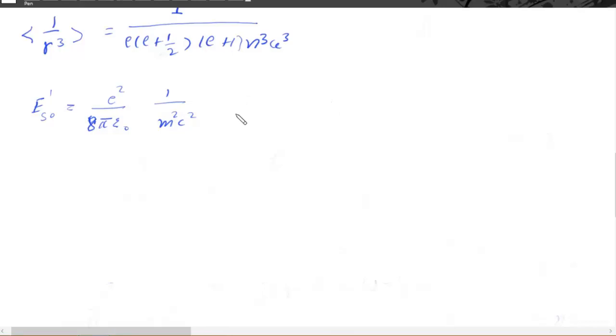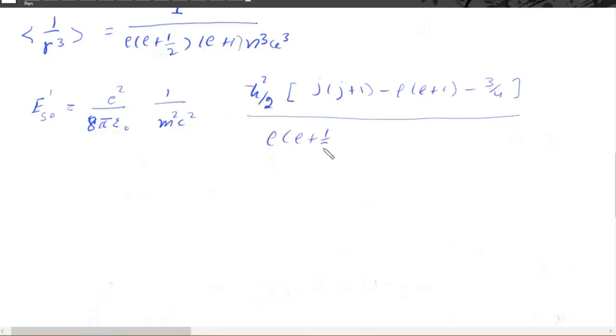Now we put the value of L dot S, which is h cut squared divided by 2 times j into j plus 1 minus l into l plus 1 minus 3 divided by 4, and divide by the value of the expectation of 1 over r cubed, which is l into l plus half, then l plus 1, a cubed n cubed. Now we simplify these equations.